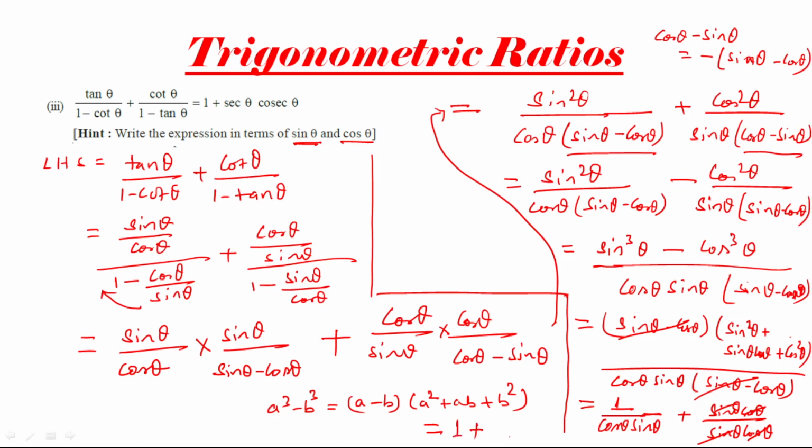1 by cos theta is what? Secant theta. 1 by sin theta is what? Cosecant theta. And this is the RHS. Hence we have proved it. So proving step by step, simultaneously utilizing all algebraic formulas, is very, very important. We must be aware of utilizing the formulas which we have already studied in algebra.